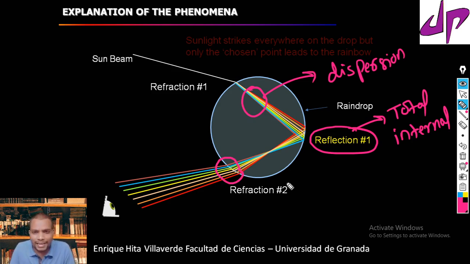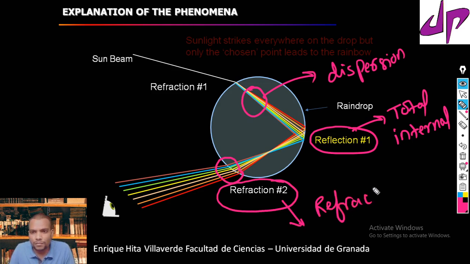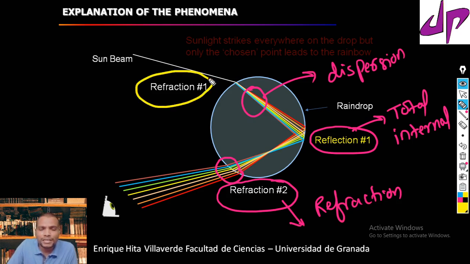Now here again we can observe one more optical phenomenon, that is known as refraction. Altogether, here three different optical phenomena we can observe. The first one here is refraction. Refraction means when light travels from one medium to another medium, what happens?